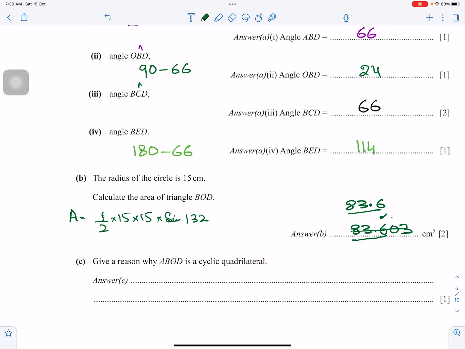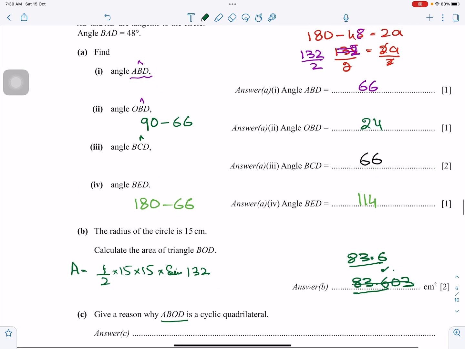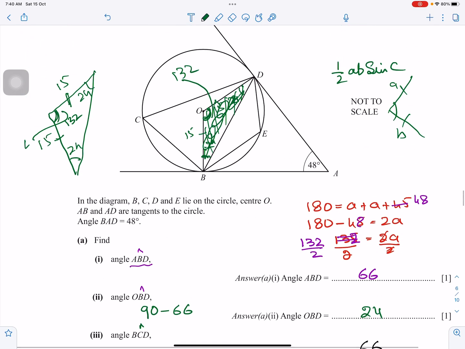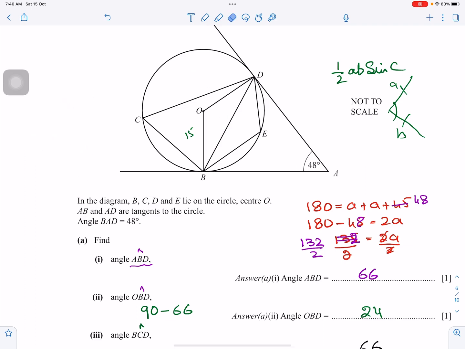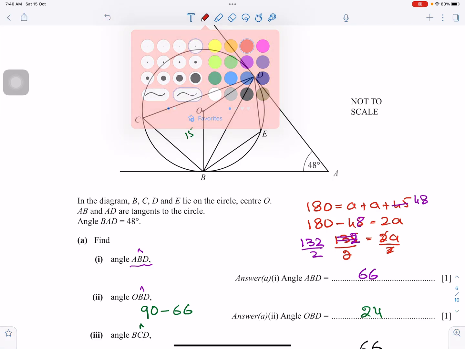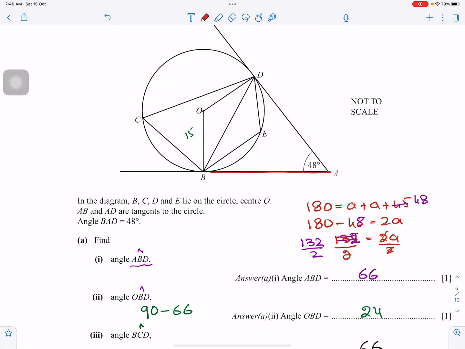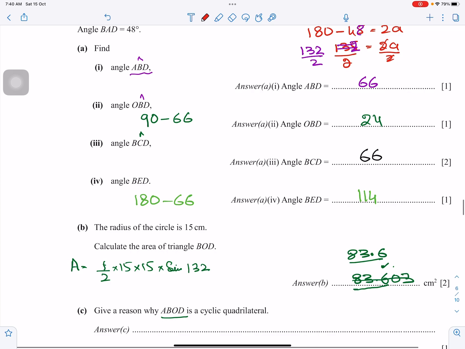Now let's see the last part. Give a reason why ABOD is a cyclic quadrilateral. ABOD. Now let's erase this diagram to give it a clear look. Now let's see what is ABOD. AB and OD. What it is saying is a cyclic quadrilateral.